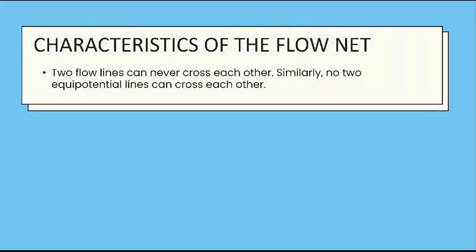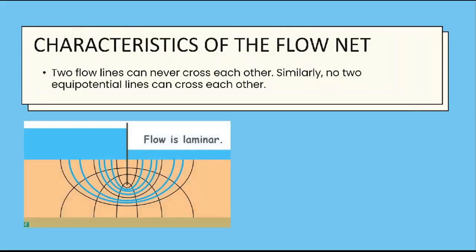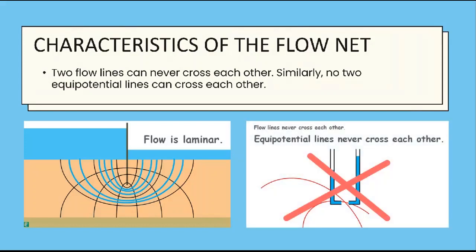We need to take note of these characteristics. So first, two flow lines can never cross each other because flow in soil voids is considered laminar. Similarly, no two equipotential lines can cross each other because if they cross at any point, then the total head at that point will be two values, which is not possible.